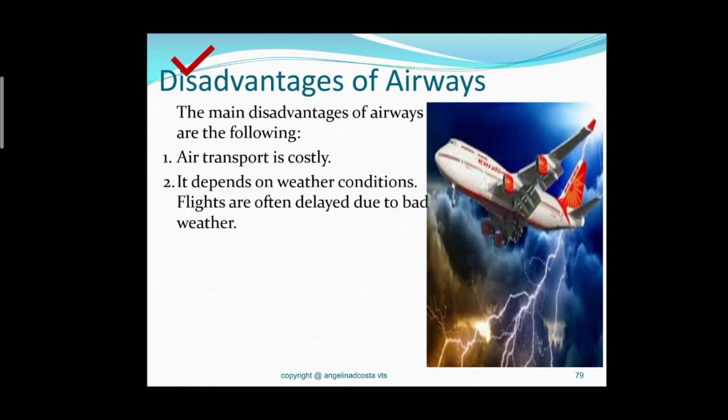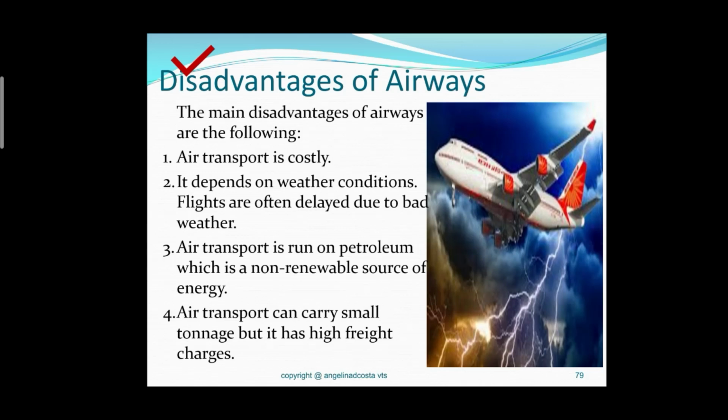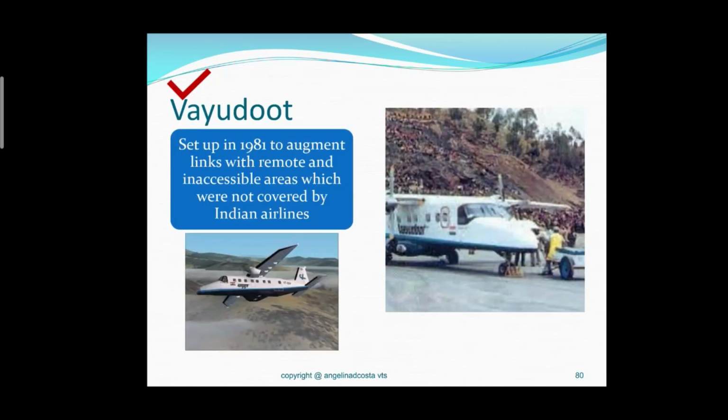What are the advantages of Pavan Hans? Provides emergency services in areas affected by floods, earthquakes and other calamities, used by tourists. What are the advantages of Vayudoot? Vayudoot also has the same advantages. Provides emergency services in areas affected by floods, earthquakes and other natural calamities, and also used by tourists.